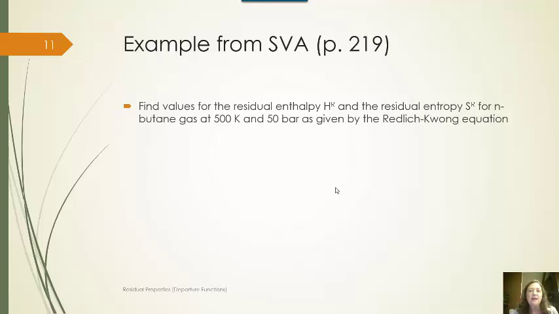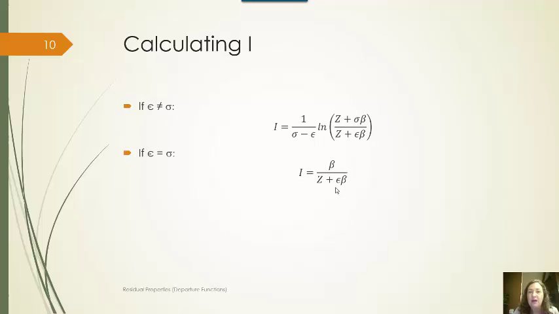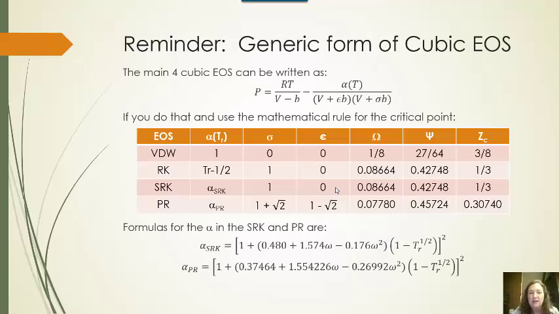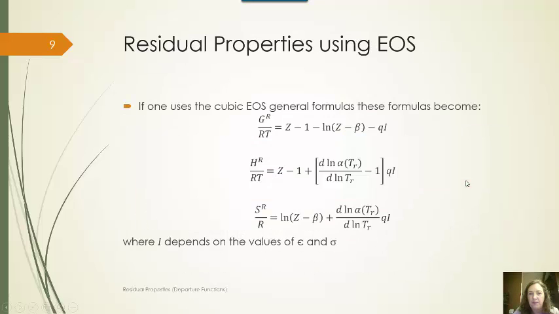But we're just going to calculate the value of the residual enthalpy and the residual entropy for a particular substance, butane, at a particular temperature and pressure, 500 Kelvin, 50 bar. We're going to do this using the Redlich-Kwong equation of state. So again, if we return back here, this is going to be the RK that I'm going to get right here.